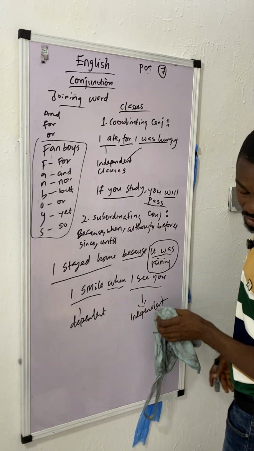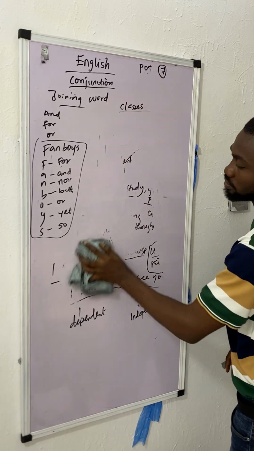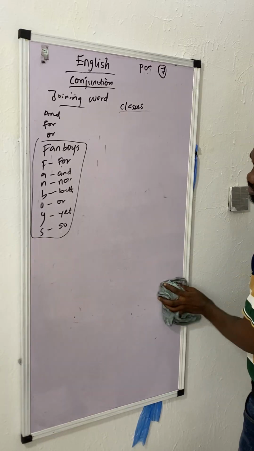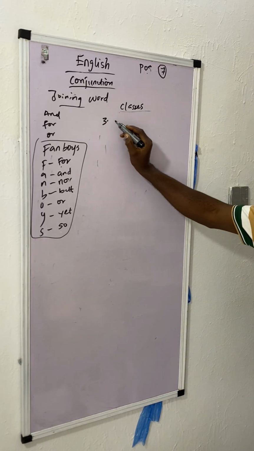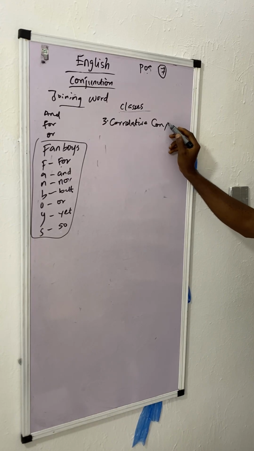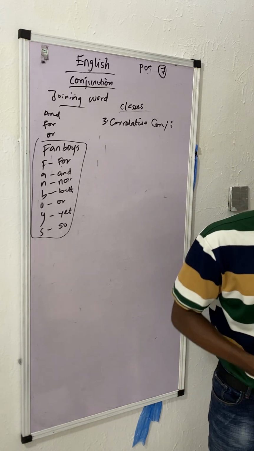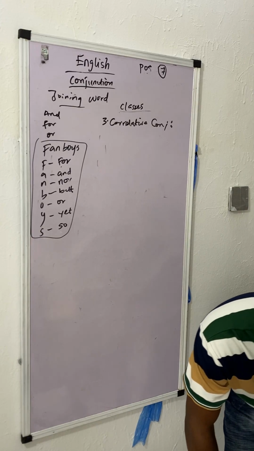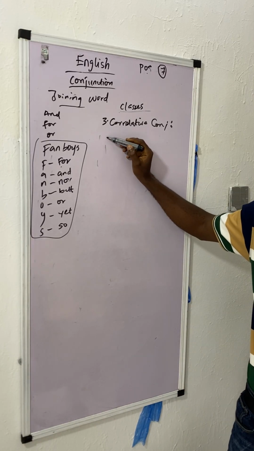All right. Let's look at the final one, called correlative conjunction. Number 3, correlative conjunction is two words joined together to form a conjunction. Two words joined together to form what? A conjunction.